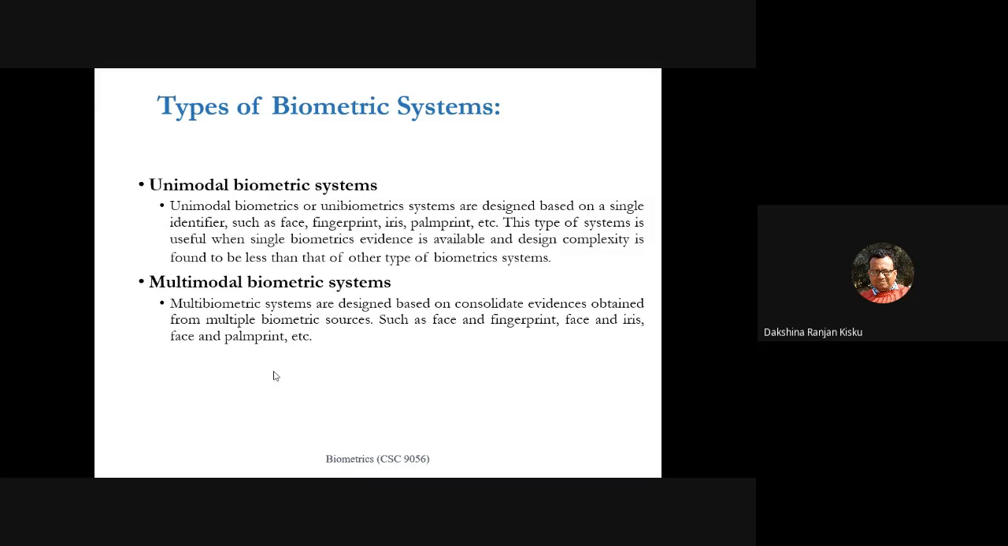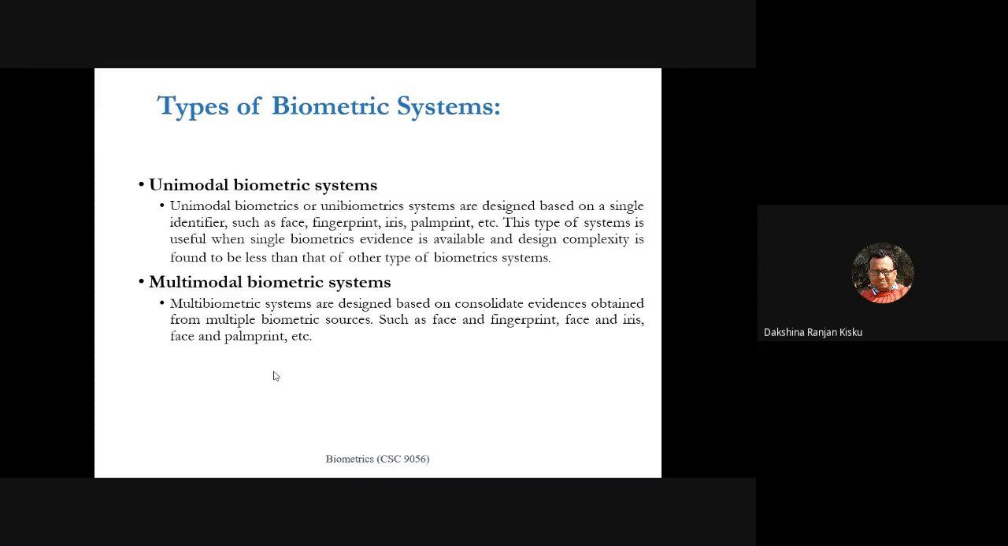This type of biometric system is useful when a single biometric evidence is available, and the design complexity is found to be less than that of other types of biometric systems. So unimodal biometric systems are based on a single biometric trait or single identifier, and they are useful when this biometric evidence is available and design complexity is very low.